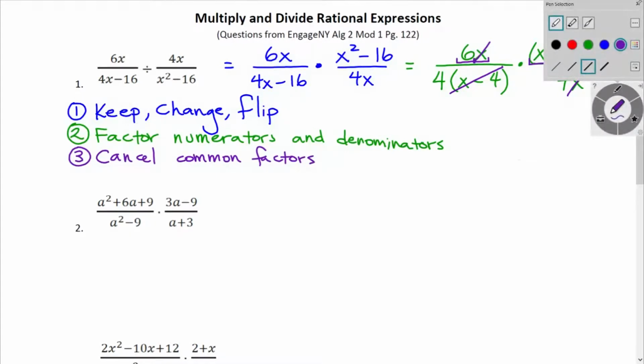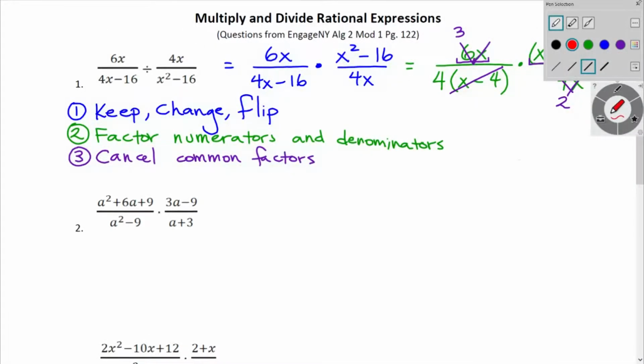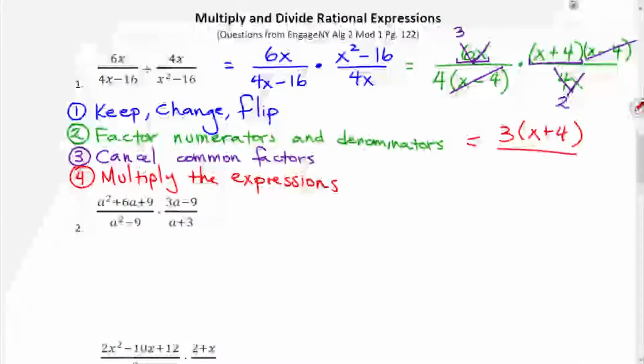The last thing, I'll just keep the same color, is that there's a 2 that goes into both 6 and 4. So I'll take out of the 6 and 4, 2 goes into 6 3 times, 2 goes into 4 2 times. And then the last thing that I'll do is I will multiply the numerators and denominators together. I'll multiply straight across. 3 times x plus 4 is on top. And in the denominator, I have 4 times 2, which is 8.